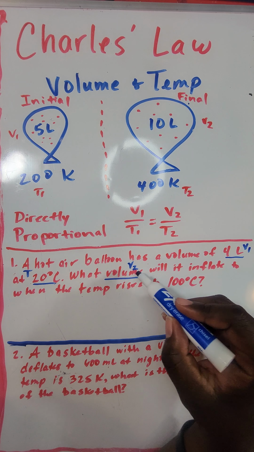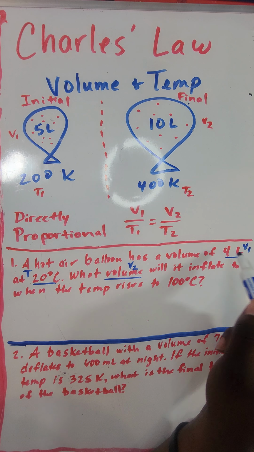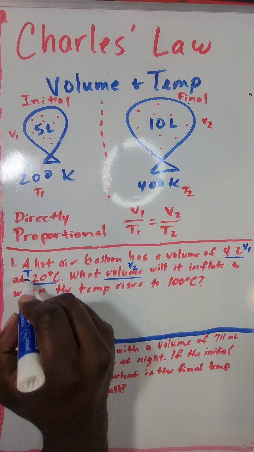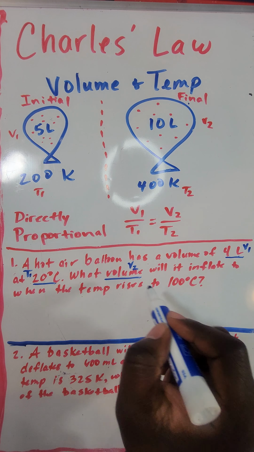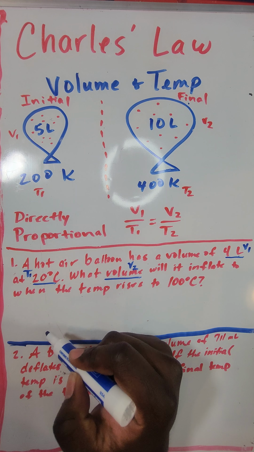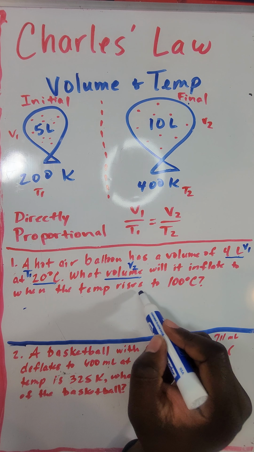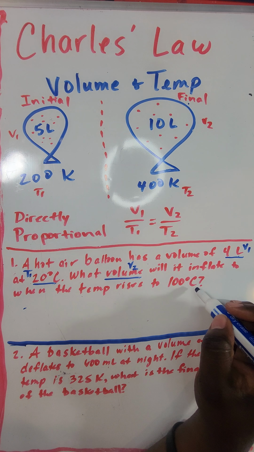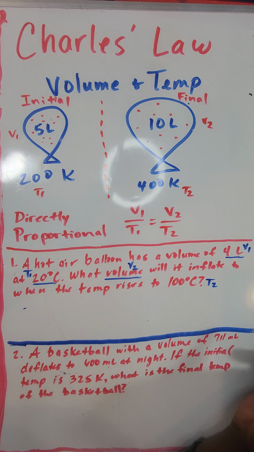All right, now you see how this has a volume at that temperature. So that means that this volume and that temperature go together. So not only is that V1, but this will be our T1. It says when the temperature, okay, pause right there just for a second. All right, so we got our V1, our T1. Then it says, what volume will it inflate to when the temperature rises to 100 degrees Celsius? So this is the after. So this is going to be our T2.